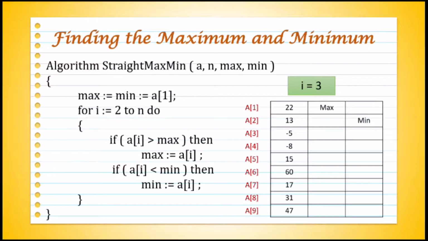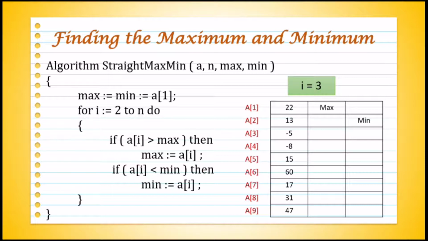So 3 is less than n, that is 9. The condition is true, that means we will execute the for loop again. So now we will check the first condition, that is if A of I is greater than max. So A of I means what? A of 3. So is minus 5 greater than 22? No, the condition is false. That means the max value will remain as it is. Now we will go for the second if statement.